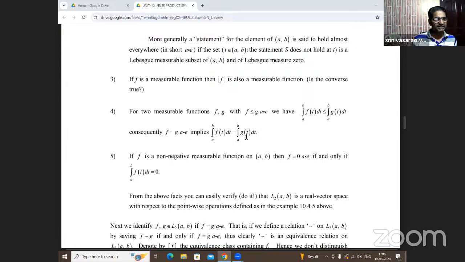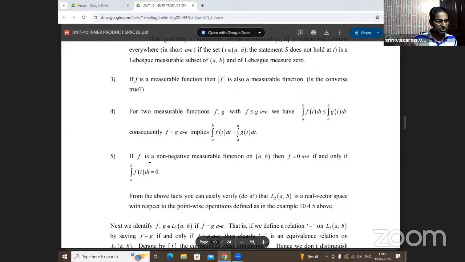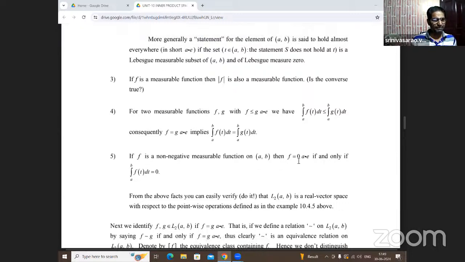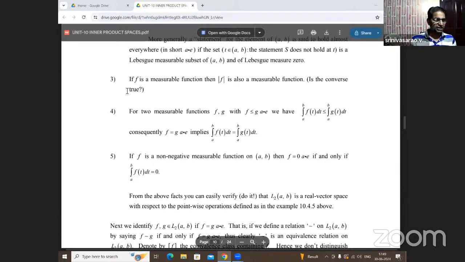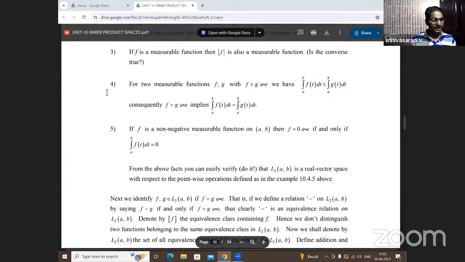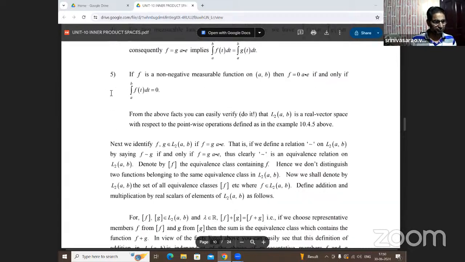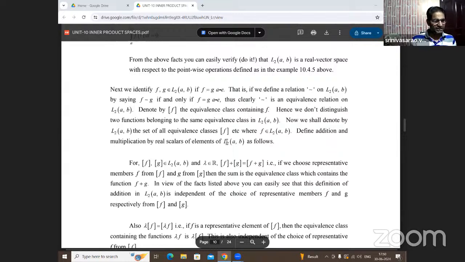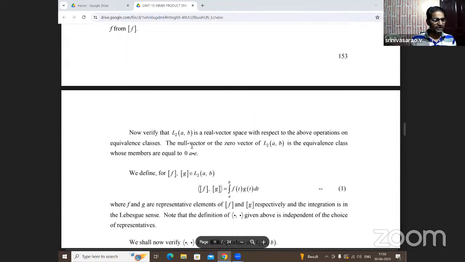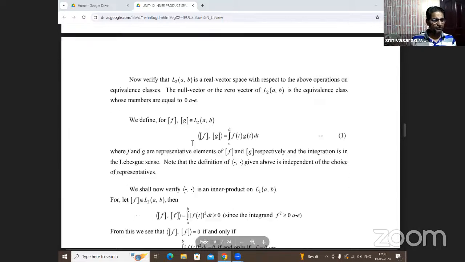So both integrals are equal. Suppose f is a non-negative measurable function on the open interval (a, b), and the integral is zero; then f equals 0 almost everywhere. These five properties belong to the measure and integration paper. Don't be misled here; try to understand my concept. Now these are all very important concepts of Lebesgue measurable functions.